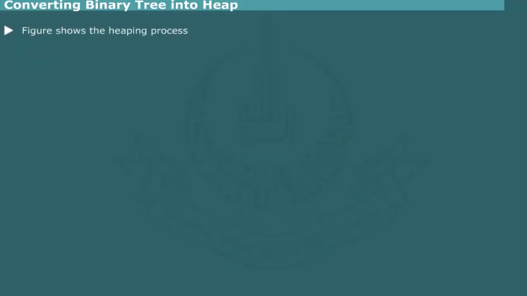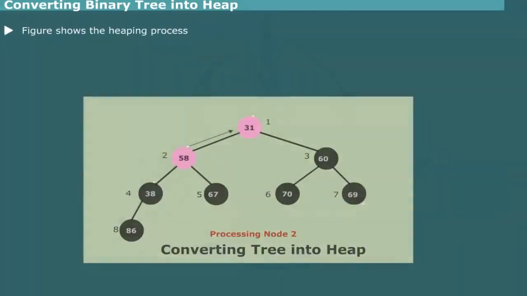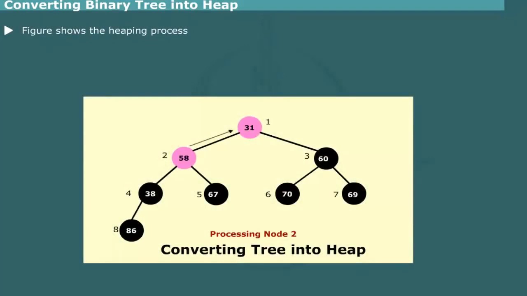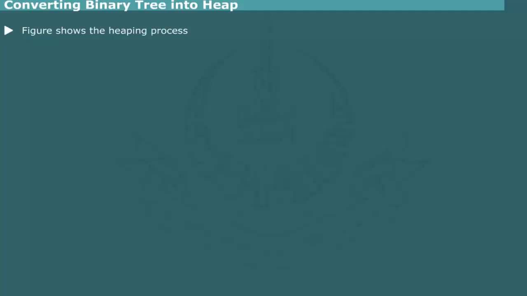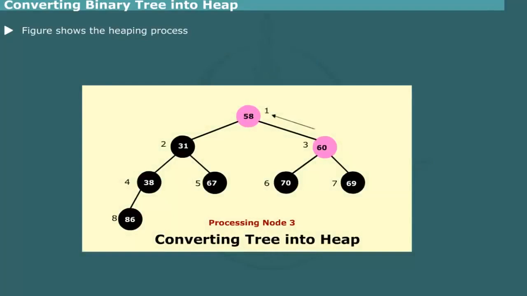The figure illustrates the heaping process. In the diagram, arrows show the movement of elements. The heaping process proceeds as follows. 31 and 58 are exchanged. Next, node 3 is examined. It contains element 60, which is larger than the element 58 at root node. So, 58 and 60 are exchanged.